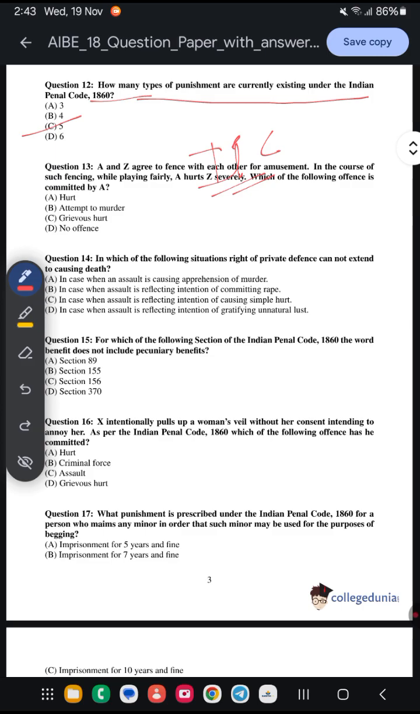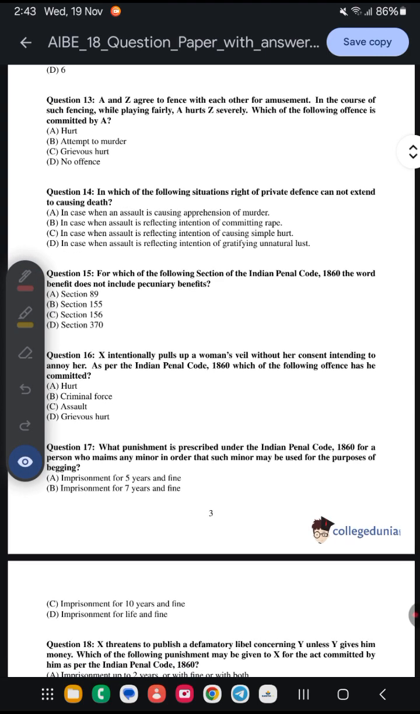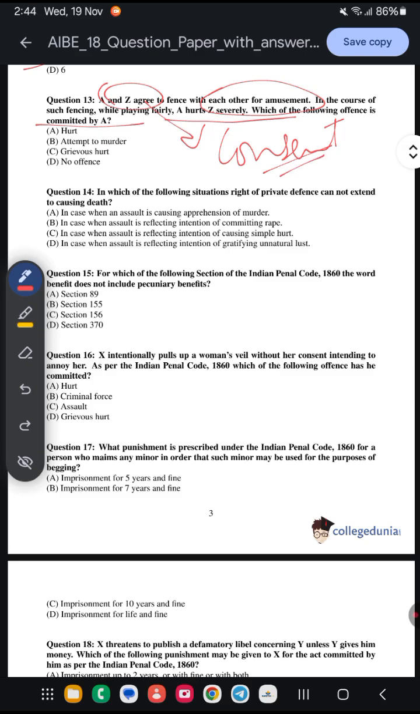Next one is question number 13. A and Z agree to fence each other for amusement. In the course of such fencing, while playing fairly, A hurt Z severely. Which of the following offenses is committed by A? The first thing that we have to see is that A and Z agree. Okay, so there is consent here. There is mutual consent, and by consent we mean that we know the positives as well as the negatives of the consequences. So here there is no offense committed by A.